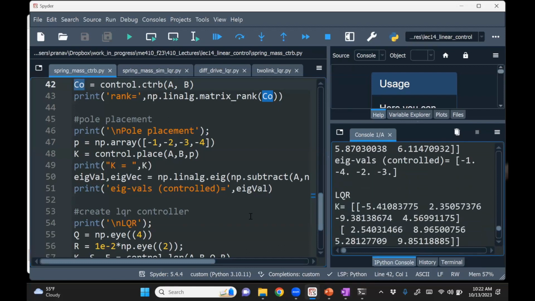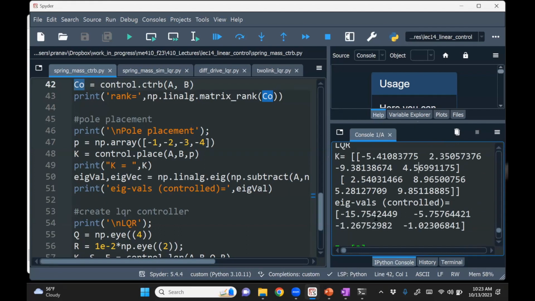For LQR, it is based on this cost function. That cost function gives a gain K. It's very hard to interpret the gain K, but if you go and look at the eigenvalues, they are much further away: -15, -5, -1, -1. Those two lowest eigenvalues actually determine how fast the system will go to 0. So -1, -1 is probably close to the first one, so it's going to be comparable to this one.